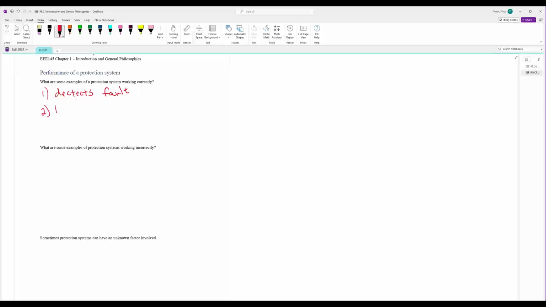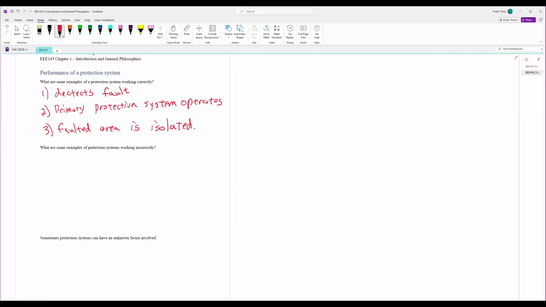First we need to detect the fault, and then number two, we need to make the correct decisions, right? And so the primary protection system operates. And then number three, the faulted area is isolated. Okay. So as long as all three of these work, we're fine.